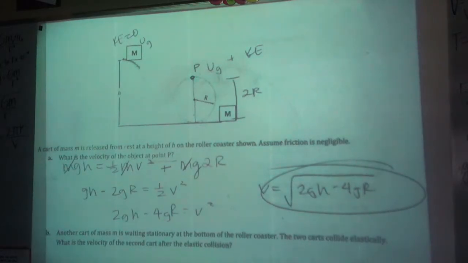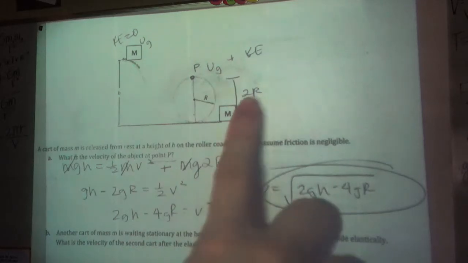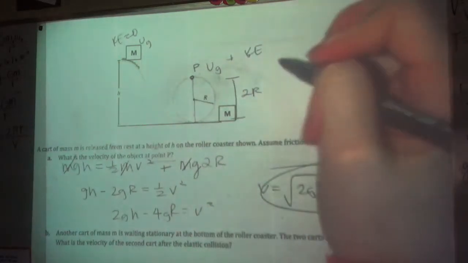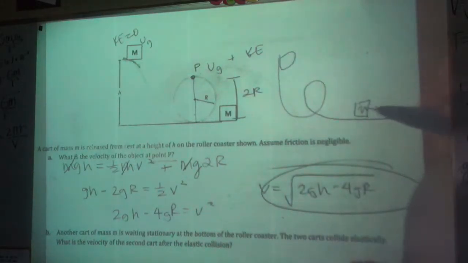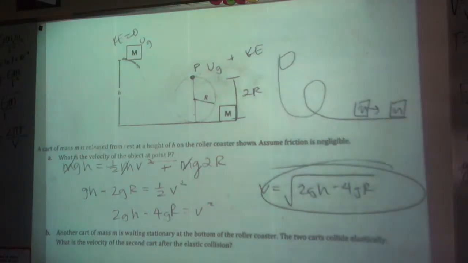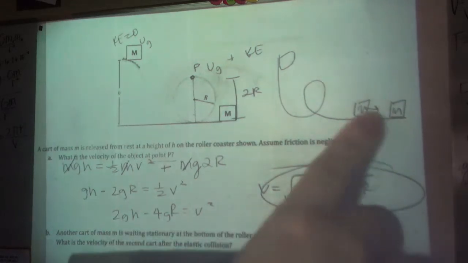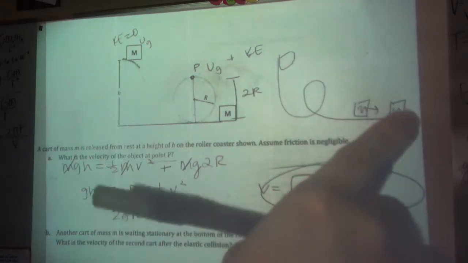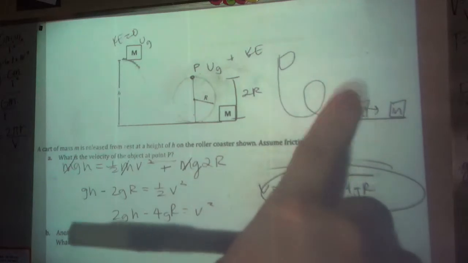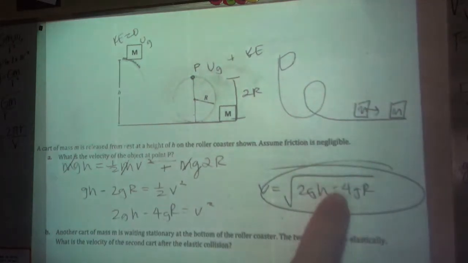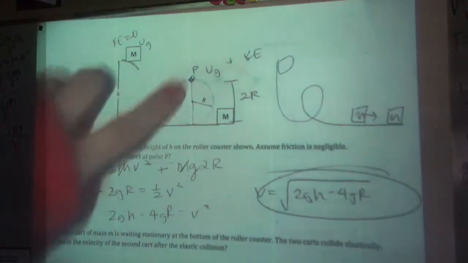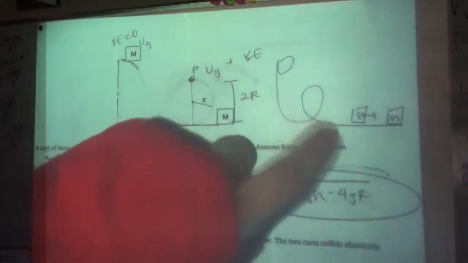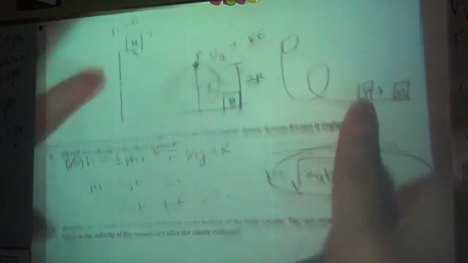Another cart of mass m is waiting stationary at the bottom of the roller coaster. The two carts collide elastically. So I'm going to redraw it. This one is coming in, and then it will hit this one right here, which is just waiting to be hit. In order to find the velocity after, first of all I need to know what velocity it's coming down with. Don't make the mistake of using this. This is the velocity right here, not where it's coming out on the ground. So we're going to find this velocity right here.